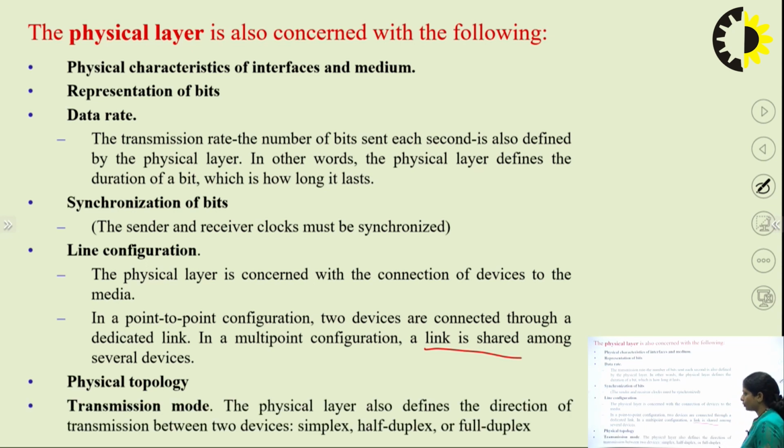Then the physical topologies. Topologies could be anything, like mesh topology, star topology, bus topology, ring topology, and so on. Then the transmission mode. The physical layer also defines the direction of the transmission between two devices. As I told you, it could be simplex, half duplex, or full duplex. Fine. So these are the design issues and the functions of the physical layer, right?